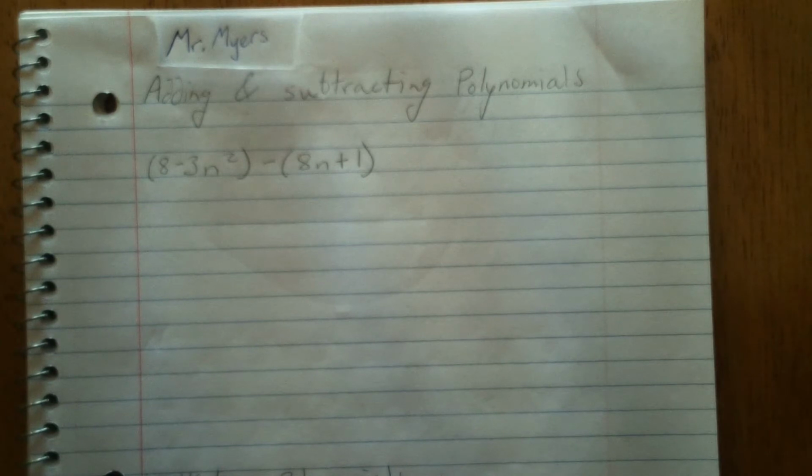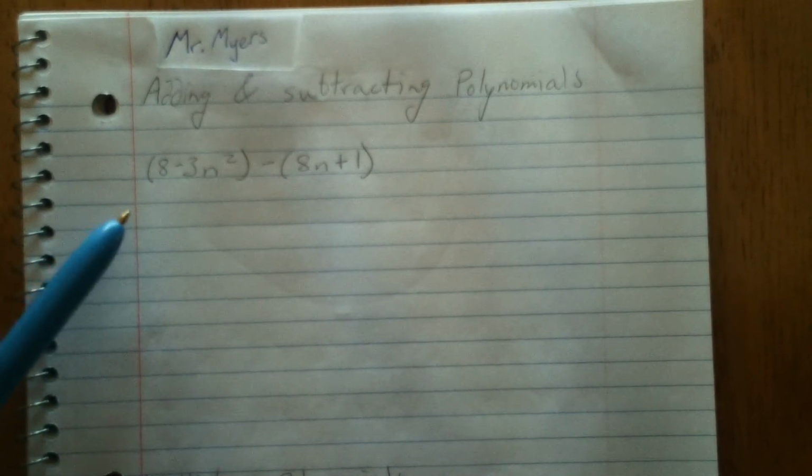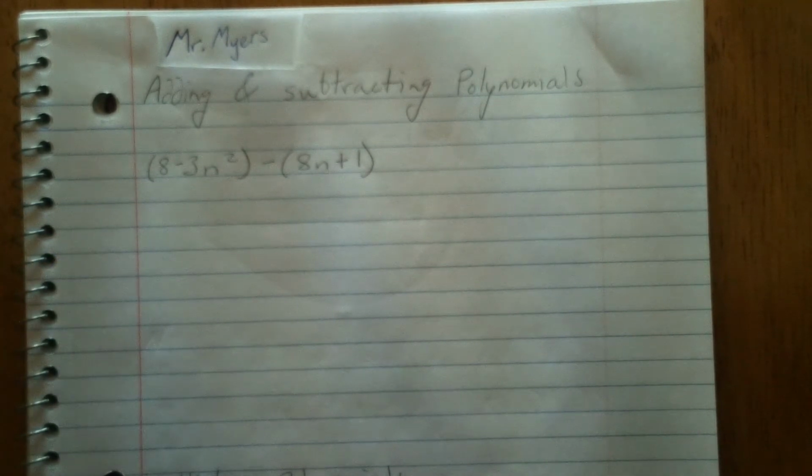For the algebra class, I just wanted to cover some of these problems that you might be stuck on. So we're going to look at adding and subtracting polynomials. This first one is 8 minus 3n squared minus 8n plus 1. And for this problem, we literally just want to add the like terms together and then keep the ones that are unlike separated.